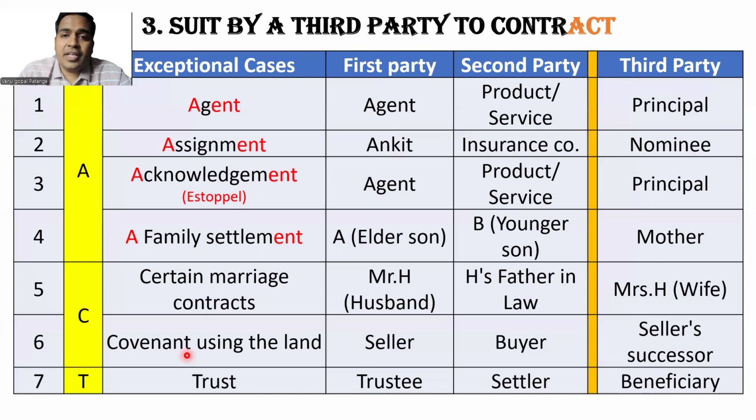So these are the 7 cases. It is easy to remember with the mnemonic ACT. You have 4 A's: agent, assignment, acknowledgement, and family settlement. Then you have C, which is certain marriage contracts and covenant using the land. T is the trust. Once you understand this, we'll go into it in detailed format.